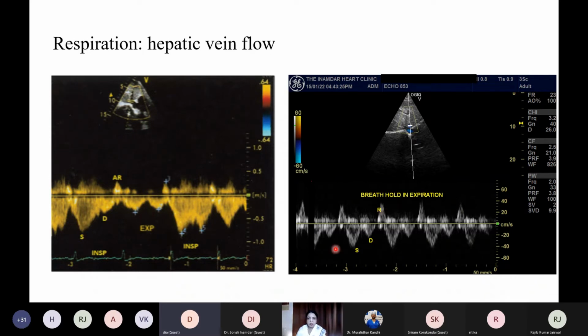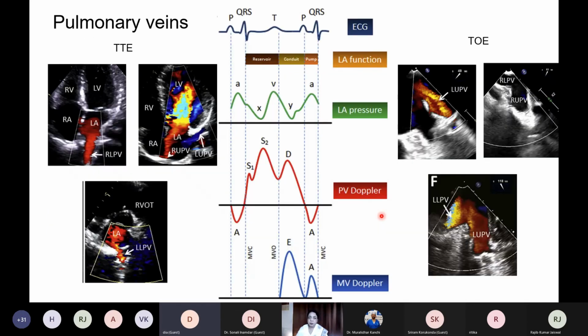So these are the waves which are seen. Systole is equivalent to ventricular systole. Systolic wave is a forward wave, which is seen in the opposite direction in transesophageal. This is transthoracic, followed by a smaller D, again forward flow, D wave, and then atrial contraction causing a negative wave, which is seen positive over here because of the probe position. Try to understand this. Let us come to the pulmonary vein.